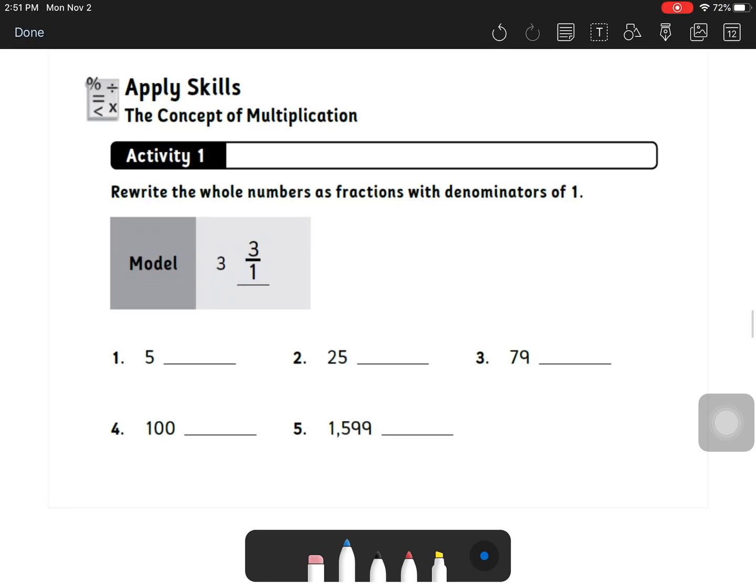It says rewrite the whole numbers as fractions. Any whole number can be written as a fraction if you put a 1 in the denominator. You can always put any whole number over 1. So 5 is the same as 5 over 1. 25 is the same as 25 over 1. 79 is the same as 79 over 1. 100 over 1. 1,599 over 1. So we can write any whole number as a fraction if we have a denominator of 1.